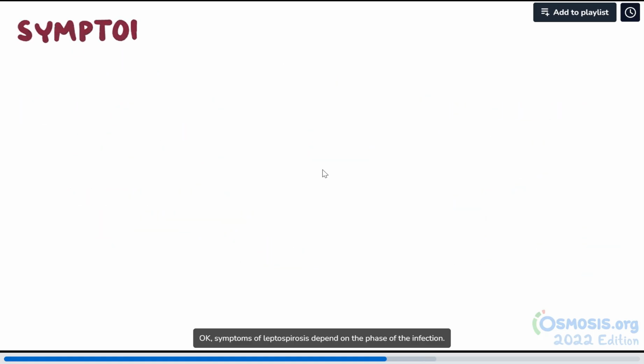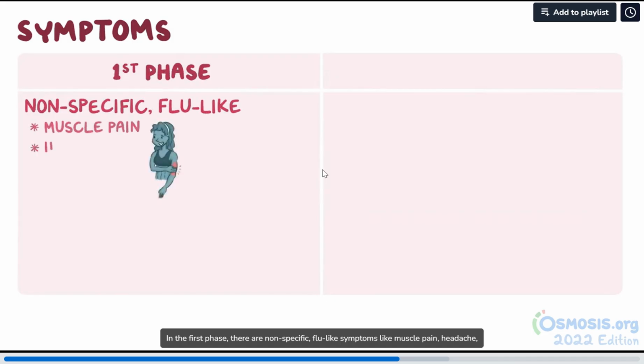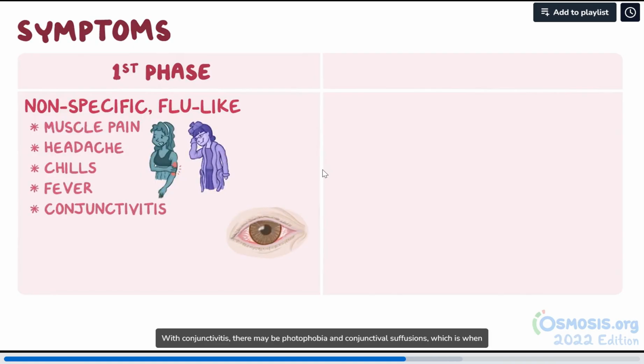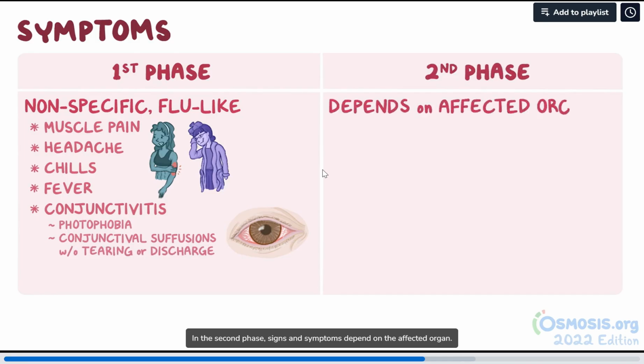Okay, symptoms of leptospirosis depend on the phase of the infection. In the first phase, there are non-specific, flu-like symptoms like muscle pain, headache, chills, and fever. With conjunctivitis, there may be photophobia and conjunctival suffusions, which is when the eyes gradually become red, but there's no tearing or discharge. In the second phase, signs and symptoms depend on the affected organ.